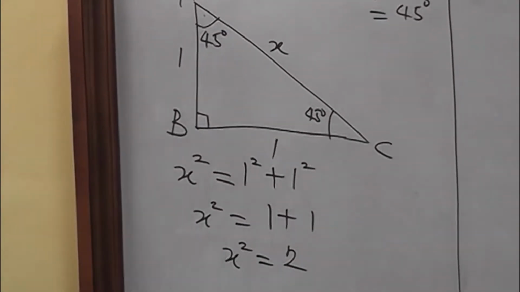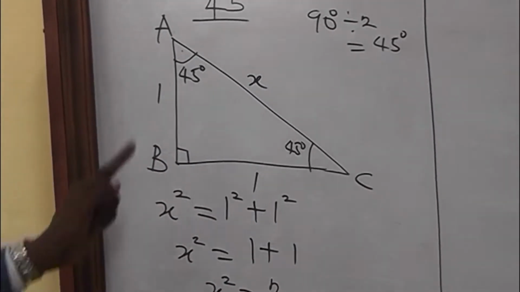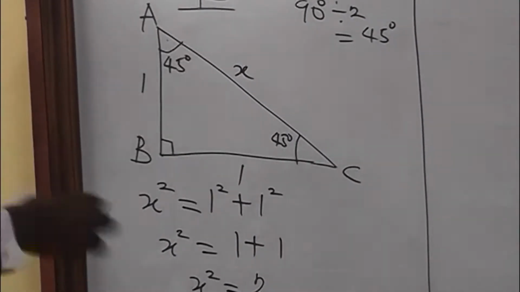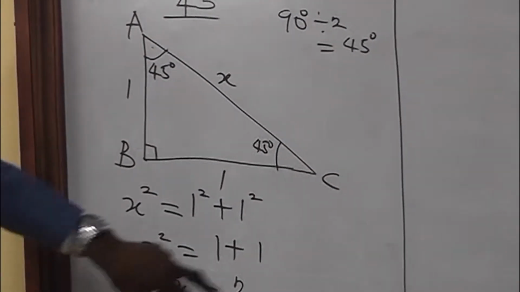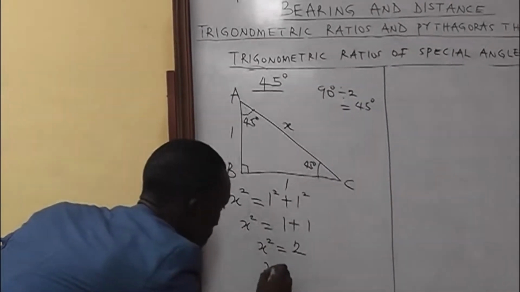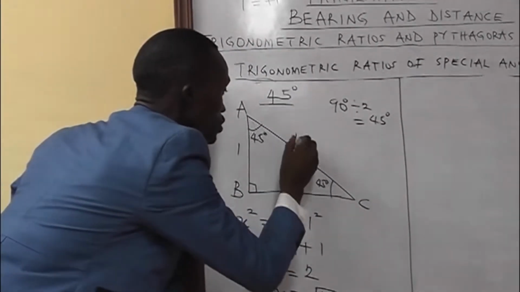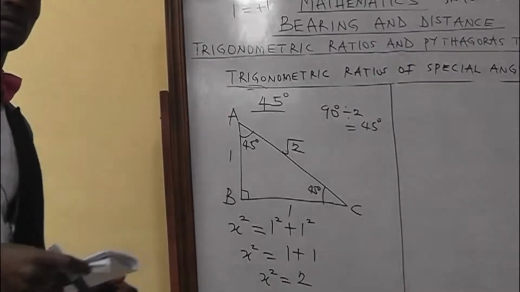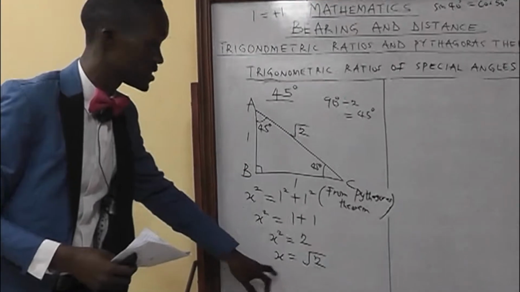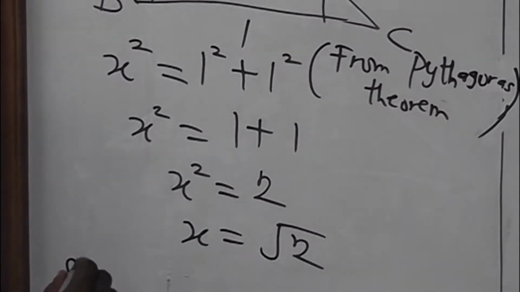And if you find the square root of both sides, 2 is not a perfect square. The same way 3 was not a perfect square the other time, 2 is not a perfect square, and the square root does not exist exactly. But it exists if you use a calculator or a 4-figure table. But without those two, we just leave our answer as x is equal to square root of 2. So in place of this one, this will be square root of 2.